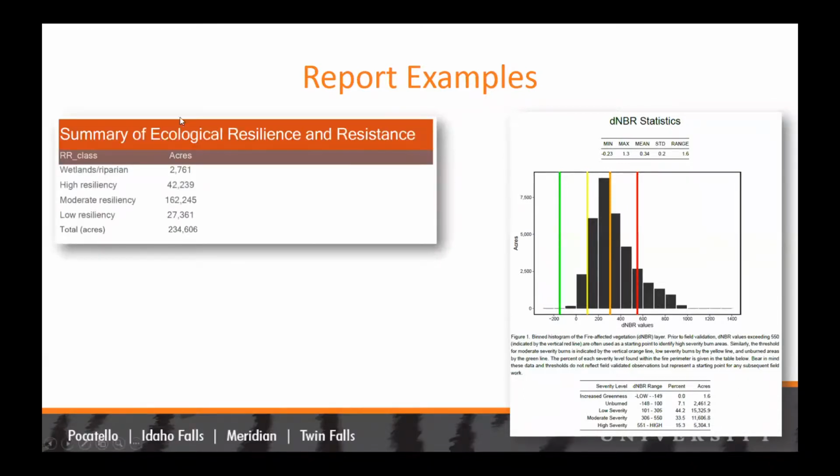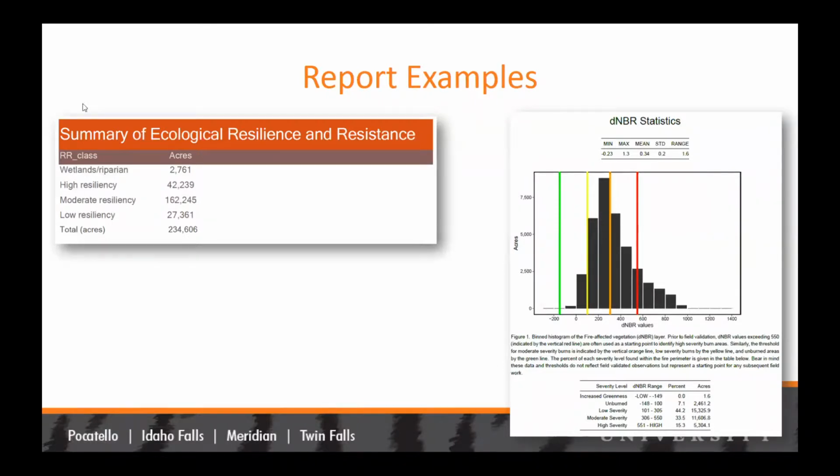Another example of a report is from the summary of the ecological resilience and resistance layer. So how resistant or resilient to change is that fire area? This was a layer put together by the BLM and the NRCS a couple of years ago. We were asked to ingest it into Recover, and we're doing that. And here on this individual fire, things are broken down so that you can take a look kind of what you're dealing with as far as resilience of that landscape to a wildfire.